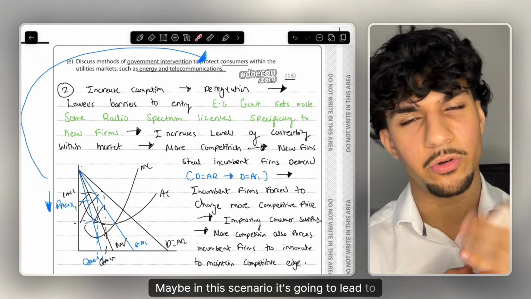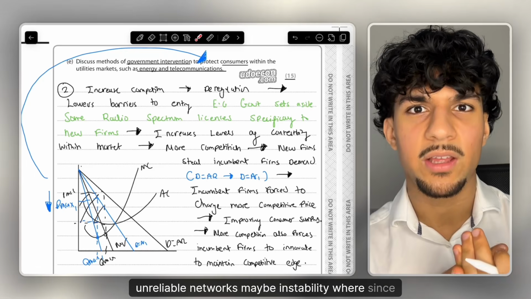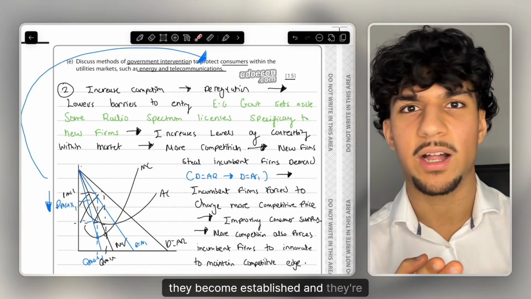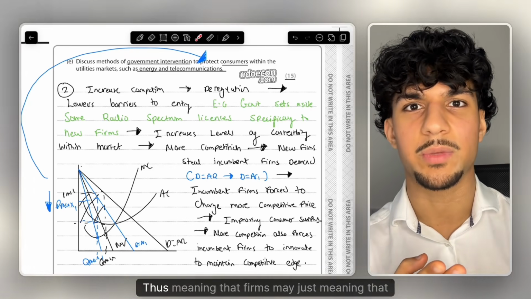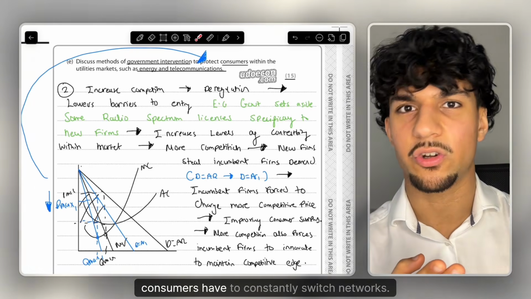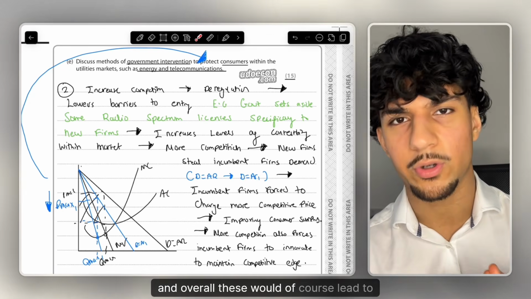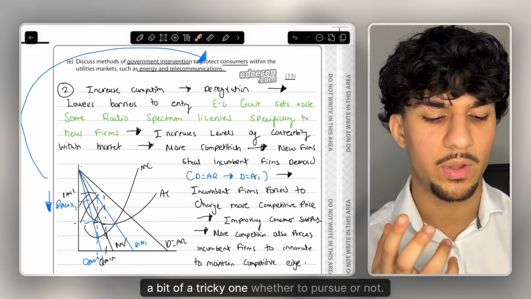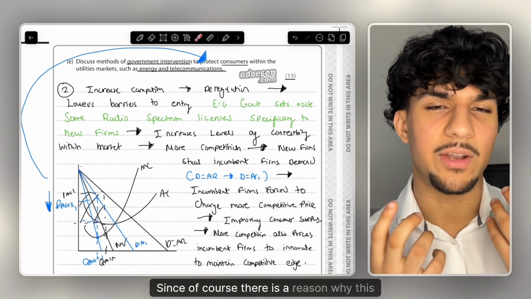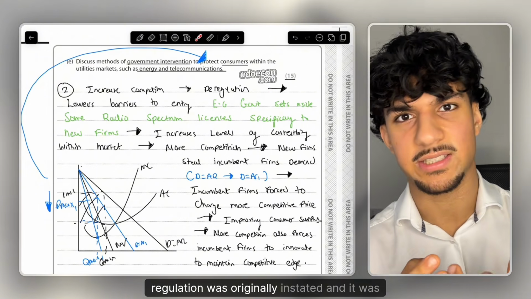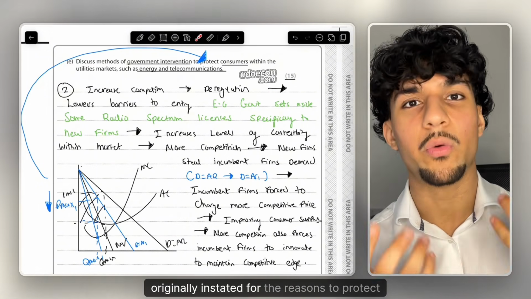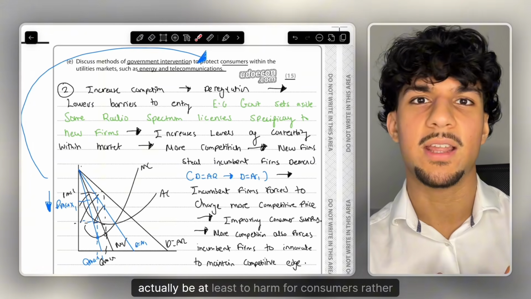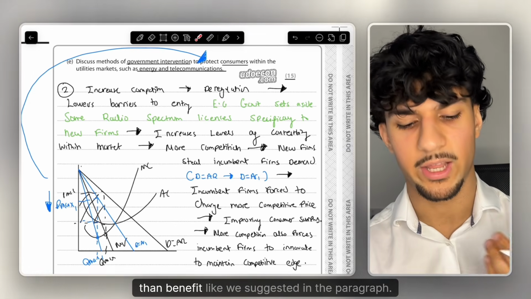Maybe in this scenario, it's going to lead to unreliable networks and instability, where since there's not much regulation in the market, new firms enter the market, become established, are not run well, and leave instantly, meaning that consumers have to constantly switch networks. And overall, these would lead to worsening consumer outcomes. So deregulation is always a bit of a tricky one whether to pursue or not, since there is a reason why this regulation was originally instated, and it was instated to protect consumers. So by removing it, a massive consequence could be harm for consumers rather than benefit, like we suggested in the paragraph.